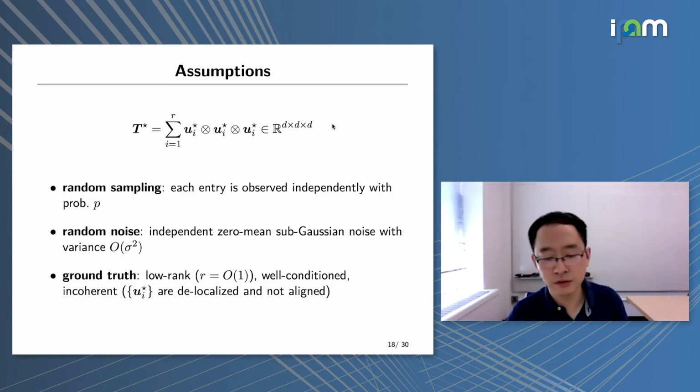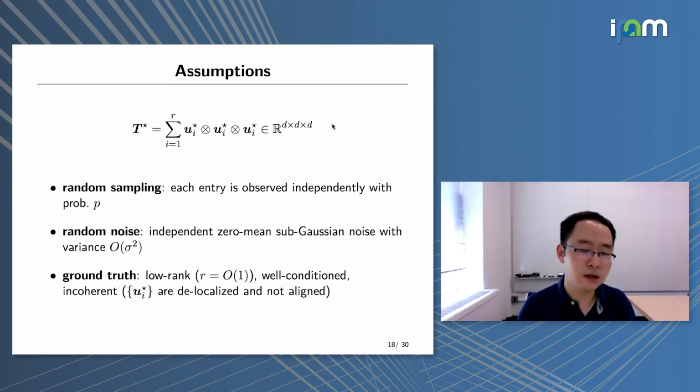First, we assume this is very low rank. Rank is a constant. It's well conditioned, so all the tensor factors have the same order of magnitude. We also assume some sort of incoherence condition for the tensor. Basically, we need each tensor factor to be delocalized, and also any pair of them are not too aligned with each other.